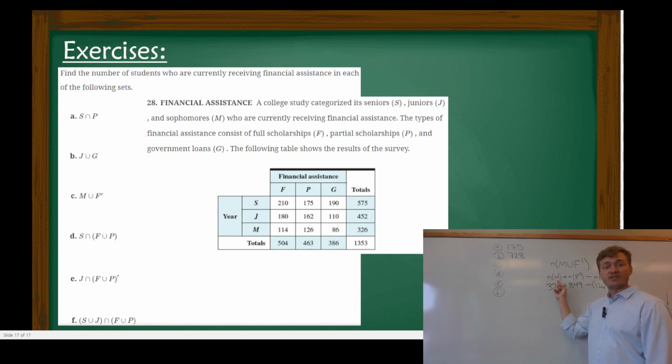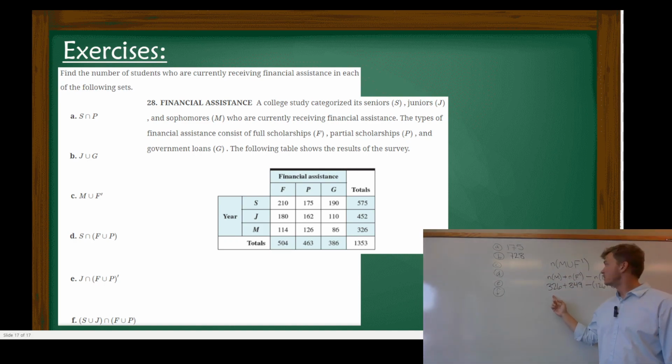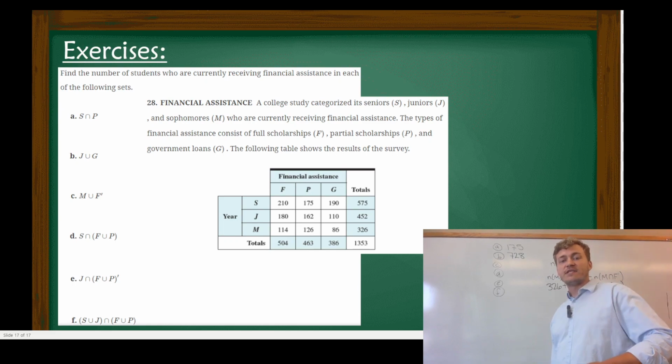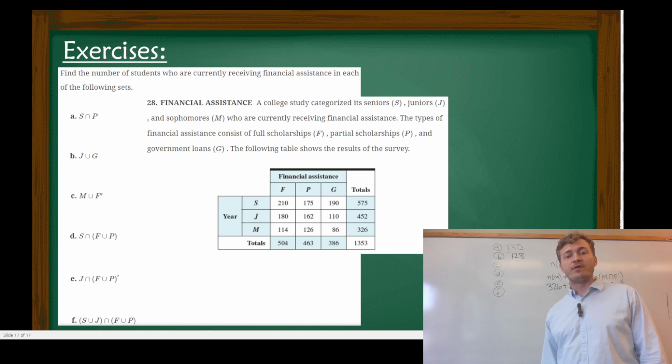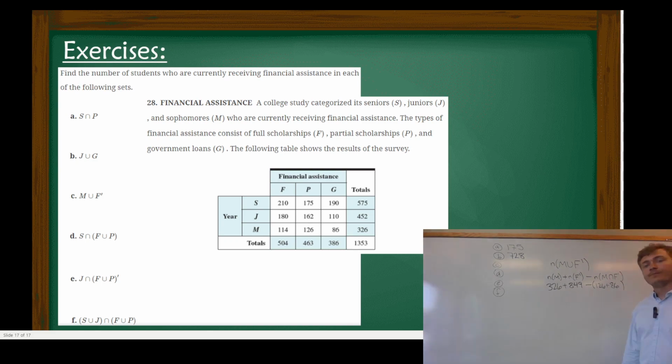The number of sophomores, as we go across, we get 326. The number of those that are not on full scholarship: well, again, if we look at our table for the full scholarship, there are 504. Now think about how many there are on scholarship or getting government loans: 504, 463, 386, for a grand total of 1,353. So if you're not full scholarship, you're not 504, then you're the remaining 849.